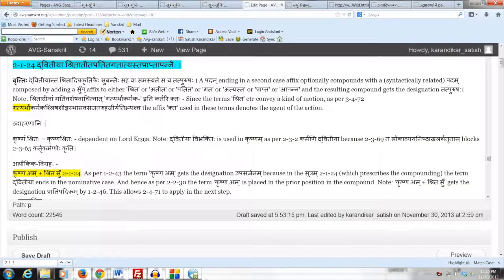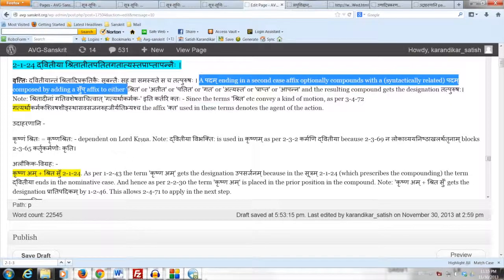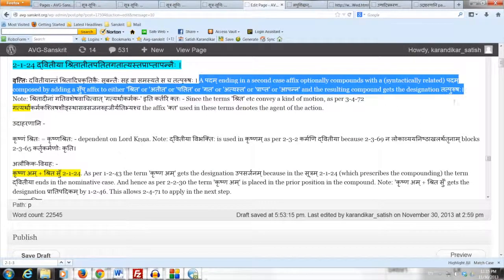The Vritti says: Dvitiyantam Shritadi Prakritikaihi Subantaihi Saha Va Samasyate Sacha Tatpurushaha. This means that a padam ending in a second case affix optionally compounds with a syntactically related padam composed by adding a subaffix to either shrita or atita or patita or gata or atyasta or prapta or apanna, and the resulting compound gets the designation tatpurushaha.